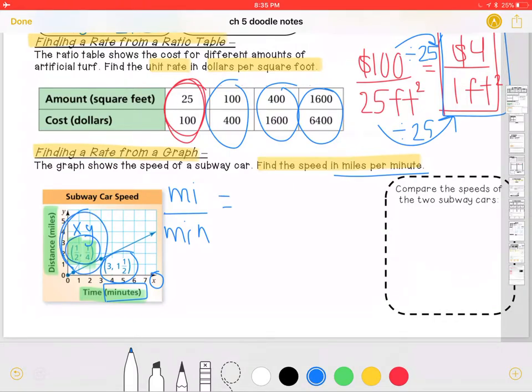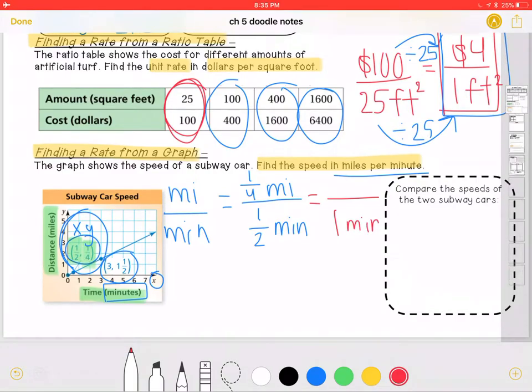So my X is my minutes. So I'd put 1/2 on the bottom. In half a minute, this subway car travels 1/4 of a mile. Now they want us to figure out how many miles is it in 1 minute, per minute. They want the unit rate. So I need to get this denominator to 1 minute. What do I do here to get from 1/2 to a minute?